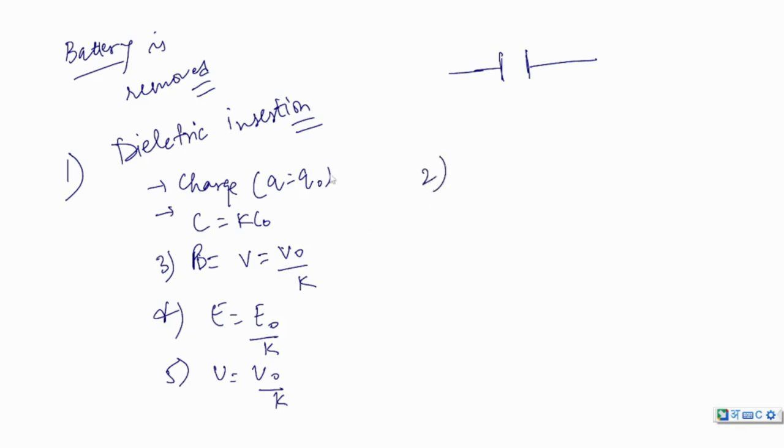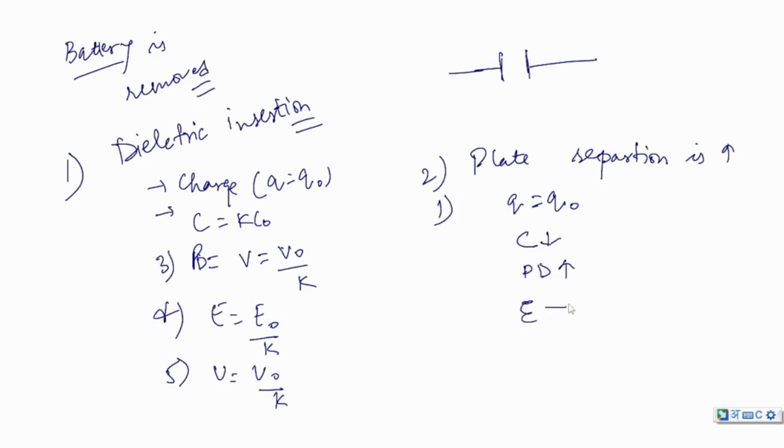And in the second case, when the battery is disconnected and plate separation is increased, what will be the effect? Charge will be equal to Q naught because the battery is disconnected. Capacitance will decrease. Potential difference in this case will increase. Electric field will remain constant because it is sigma by epsilon naught. There is no effect on charge. And energy will increase.